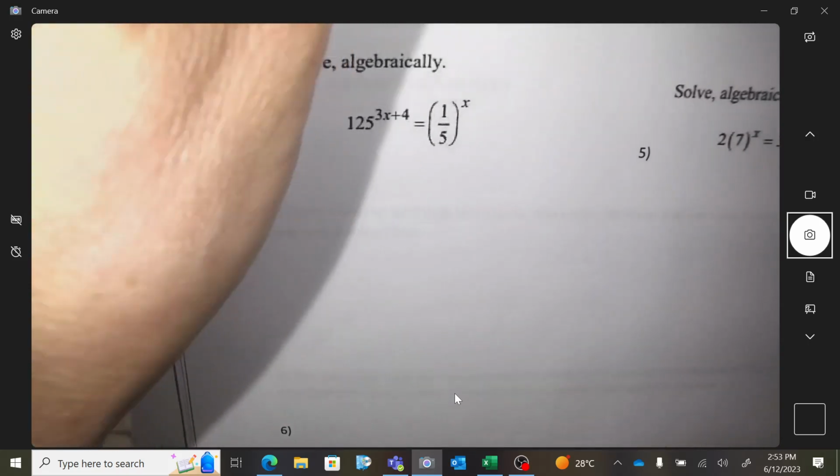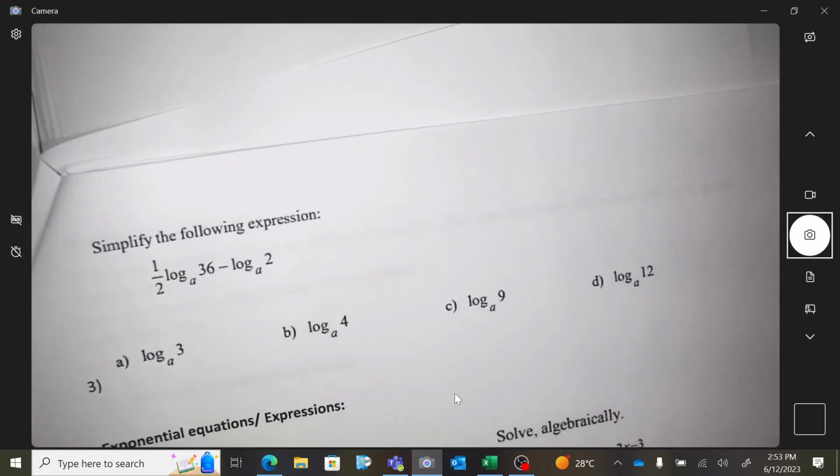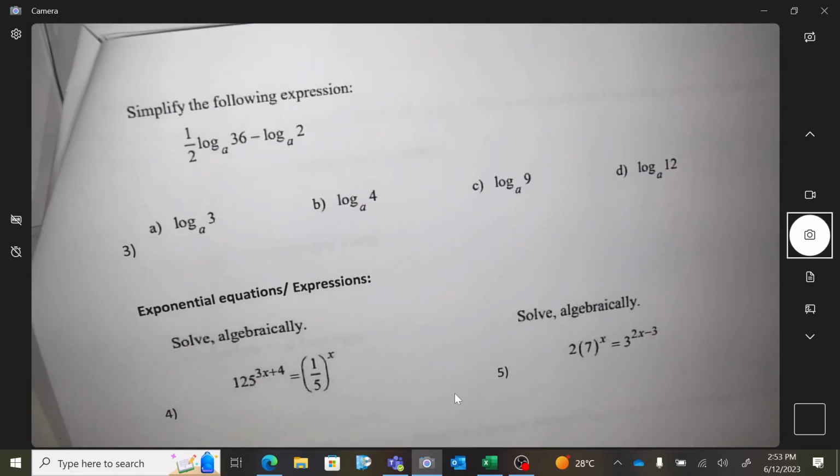I like this. I like logs. Actually good on that.